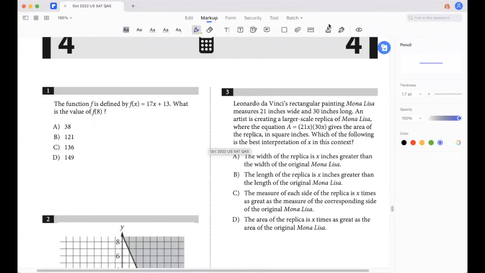Question 1, the function f is defined by f(x) = 17x + 13. What is the value of f(8)? So f(8) would be 17 times 8 plus 13, which is 136 plus 13, which is 149.